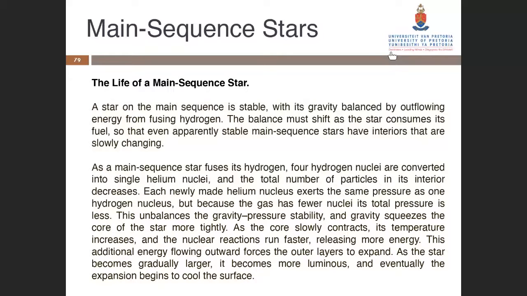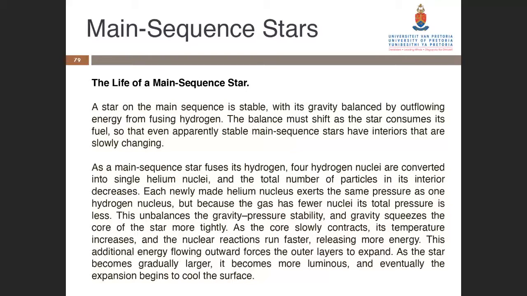As a main sequence star fuses its hydrogen, 4 hydrogen nuclei are converted into a single helium nucleus, and the total number of particles in its interior decreases. Each newly made helium nucleus exerts the same pressure as one hydrogen nucleus, but because there are fewer nuclei, its total pressure is less.